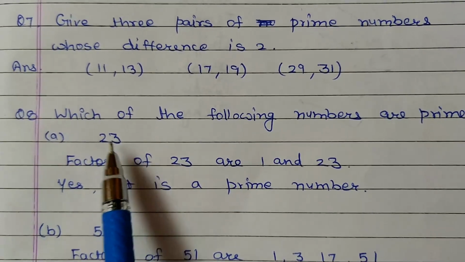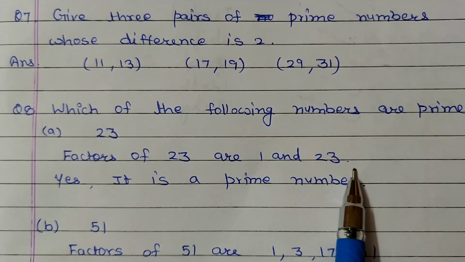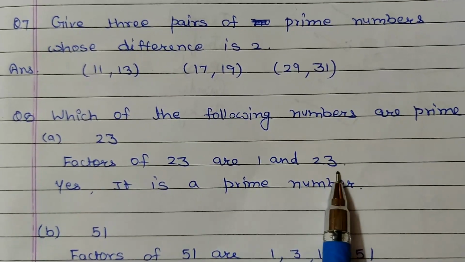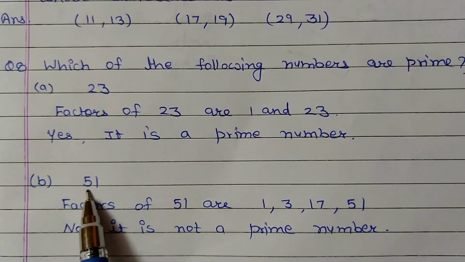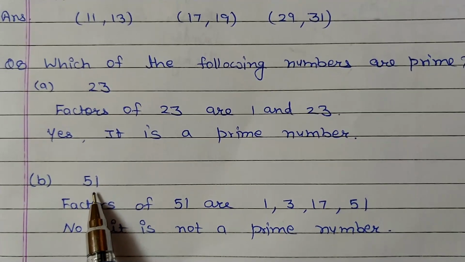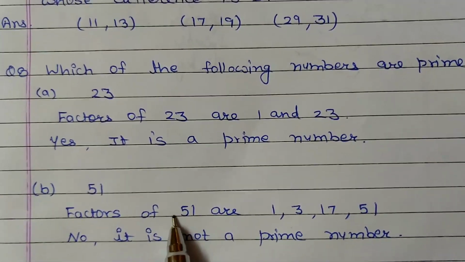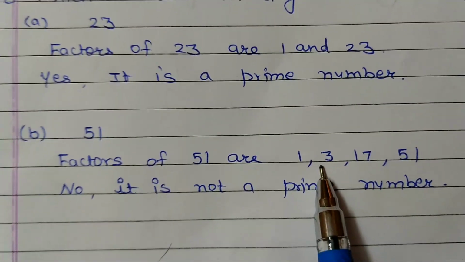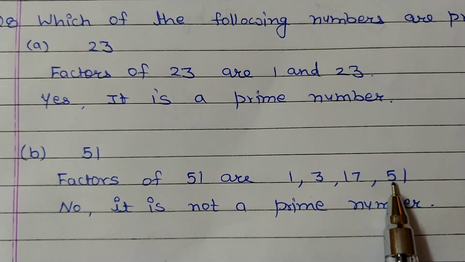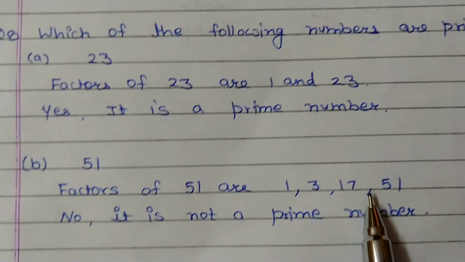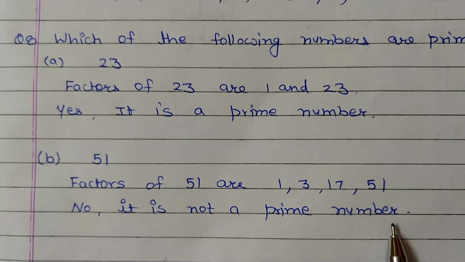So find the factors of 23. You will see factors of 23 are 1 and 23 only. It has only 2 factors, so of course it is a prime number. Now its B part, 51. Again we need to find factors of 51. So you will see factors of 51 are 1, 3, 17 and 51. It has 4 factors. So will it be a prime number? No, it cannot be a prime number because it has 4 factors. So we can say no, it is not a prime number.